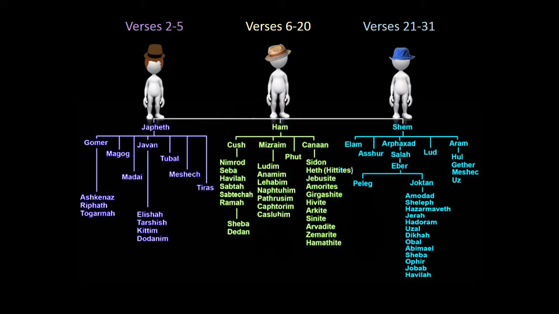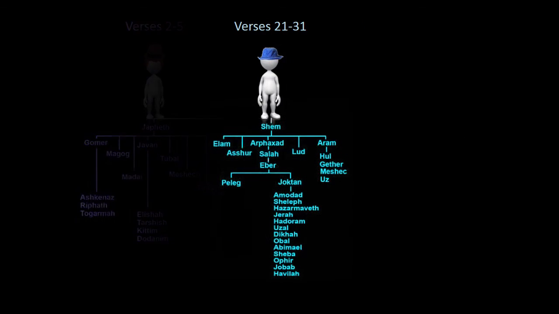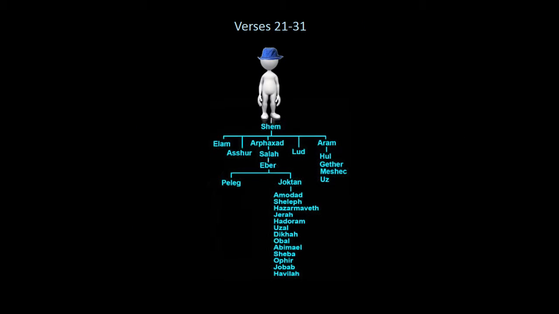The nations of Shem are mentioned last, because they are the most important nations for Israel. They are the focus of interest. Genesis will deal with the descendants of Shem from here on in.